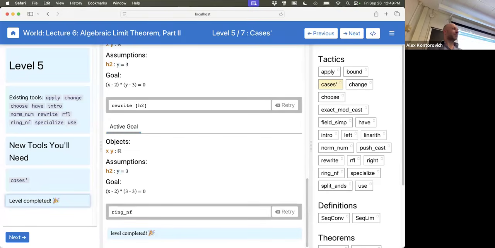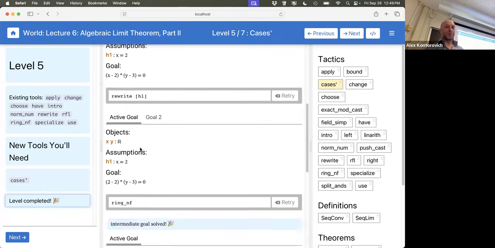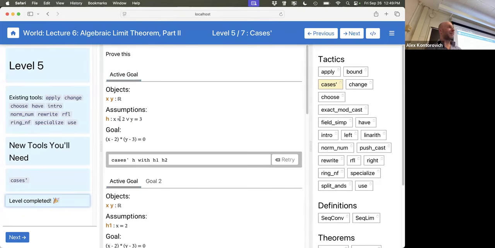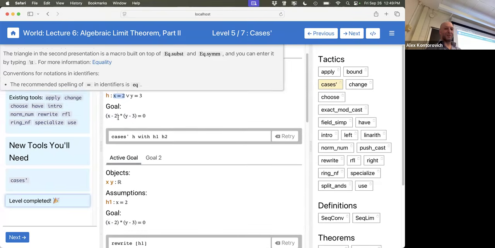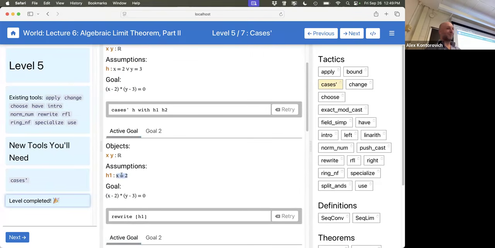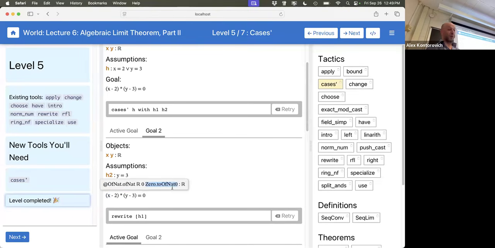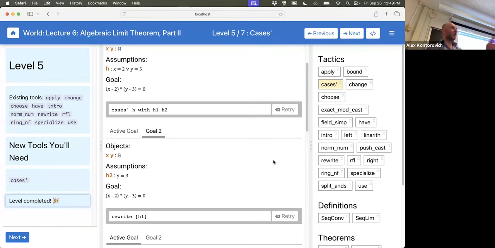So far, so good? The original assumption was an or, and cases said, give me the case that x is equal to 2. So now we have that as an assumption, with a secondary goal about what happens when y is equal to 3. So in either case, (x - 2)(y - 3) is equal to 0, for different reasons with different proofs.